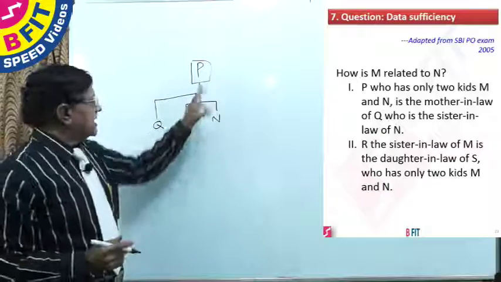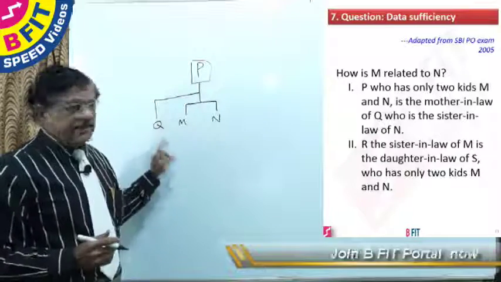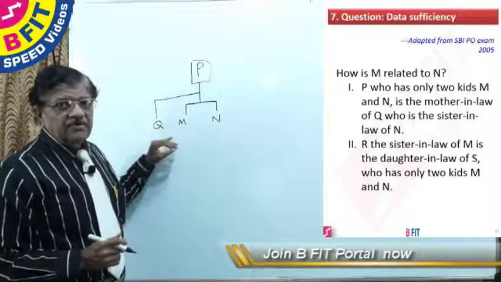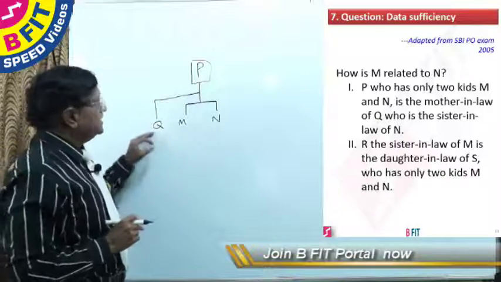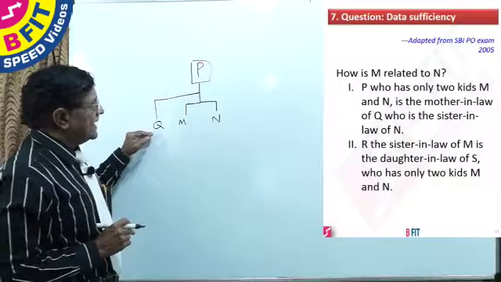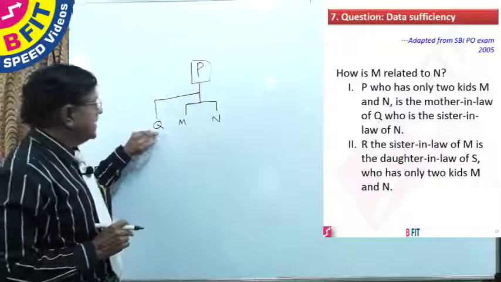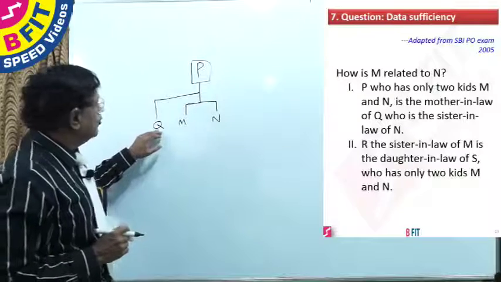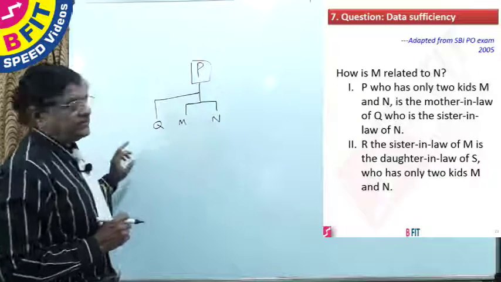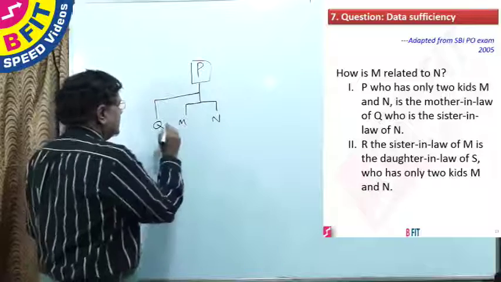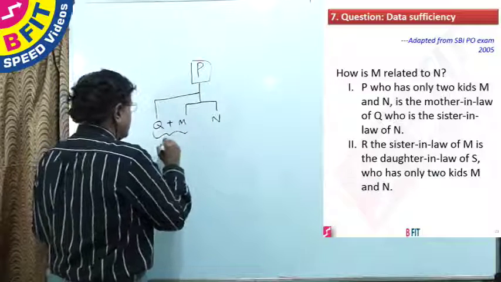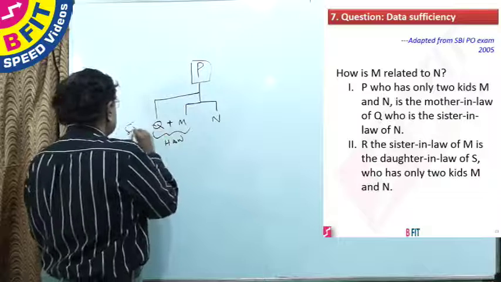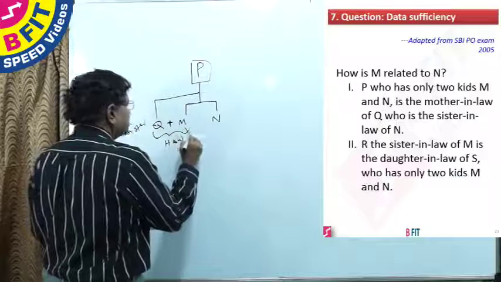Now P has got only 2 kids, M and N. When we started, we don't know what is the gender of M and N. All we know is there are only 2 kids. Now the second part of statement 1 says P is the mother-in-law of Q, who is the sister-in-law of N. Since there are only 2 kids, Q and M should be husband and wife. Q should be the wife because she is the sister-in-law, and M should be the husband.